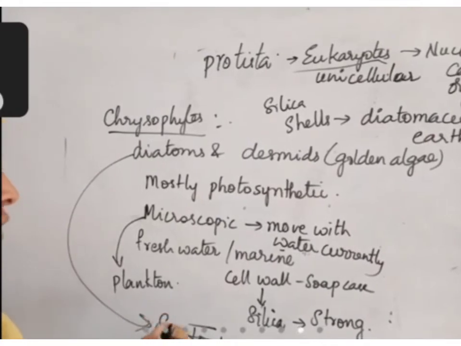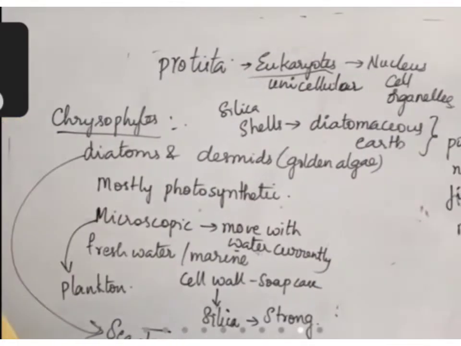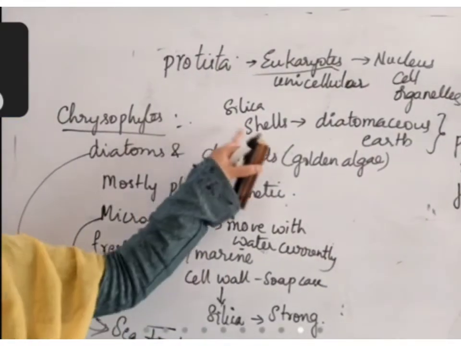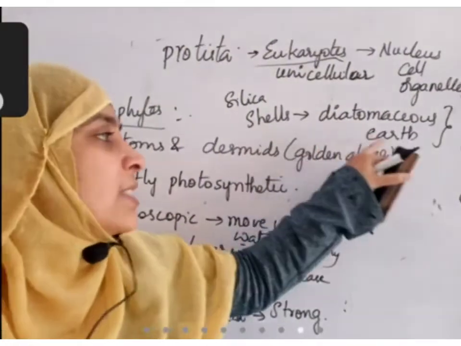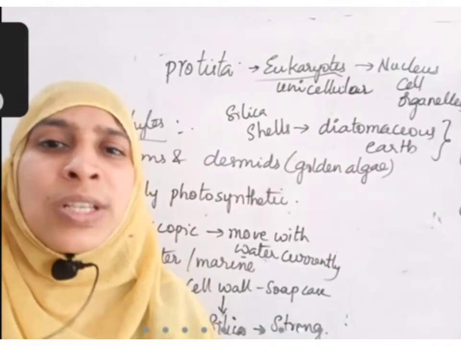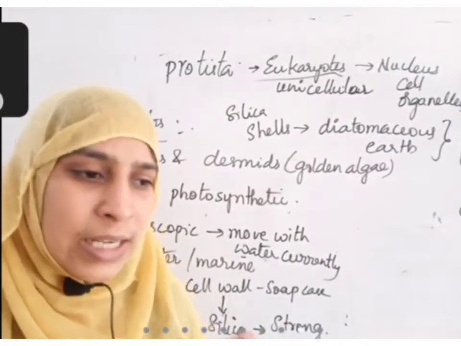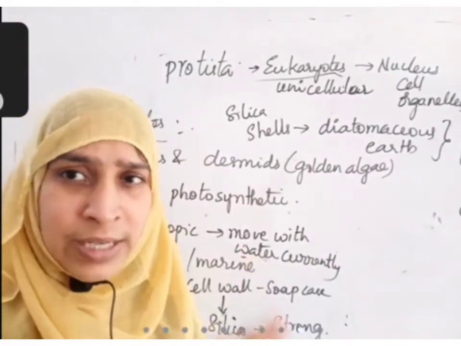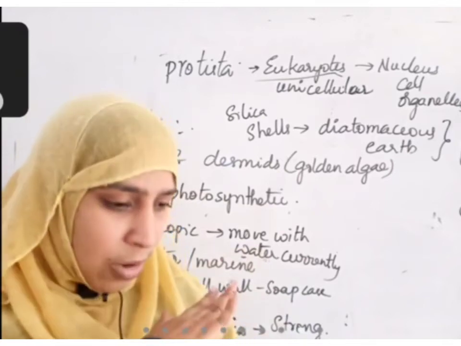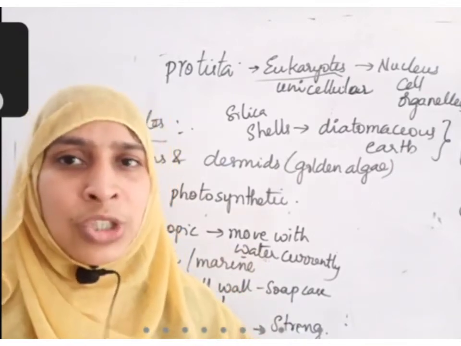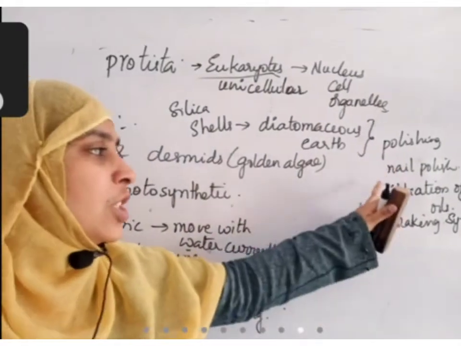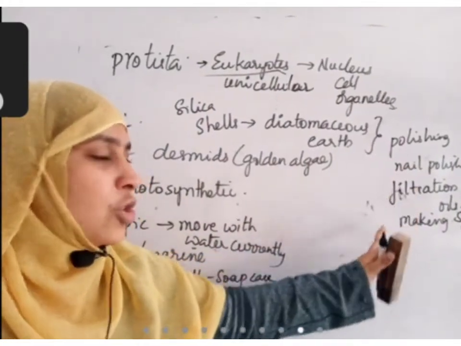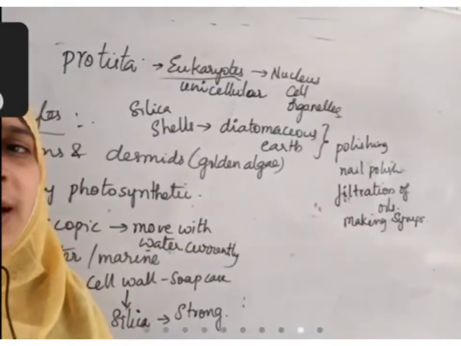Since this silica is very strong, it is not destroyed, and it is found as silica shells in the ground of the oceans. This is called diatomaceous earth. That white floor is called diatomaceous earth. Total silica will get deposited at the ground floor of that ocean. The down floor of the ocean, diatomaceous earth, is used for polishing, nail polish making, filtration of oils, making syrups, etc.